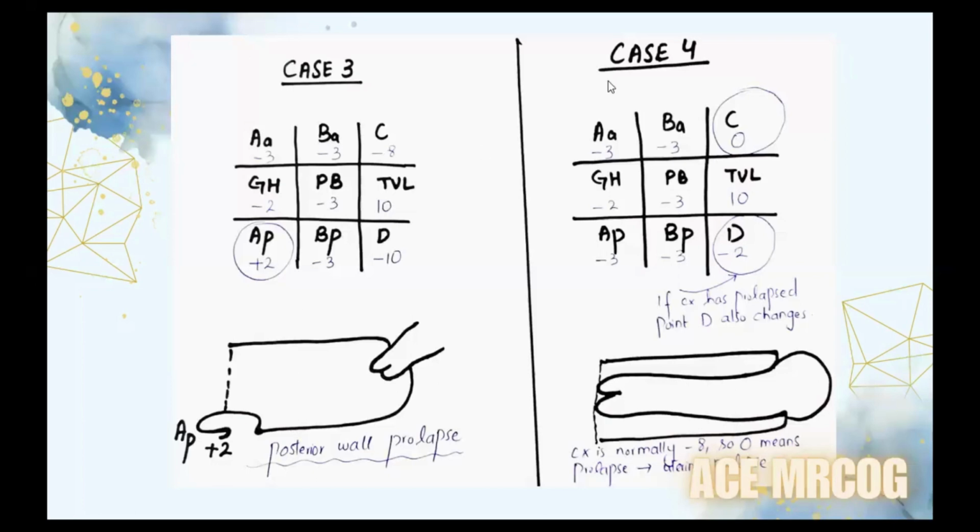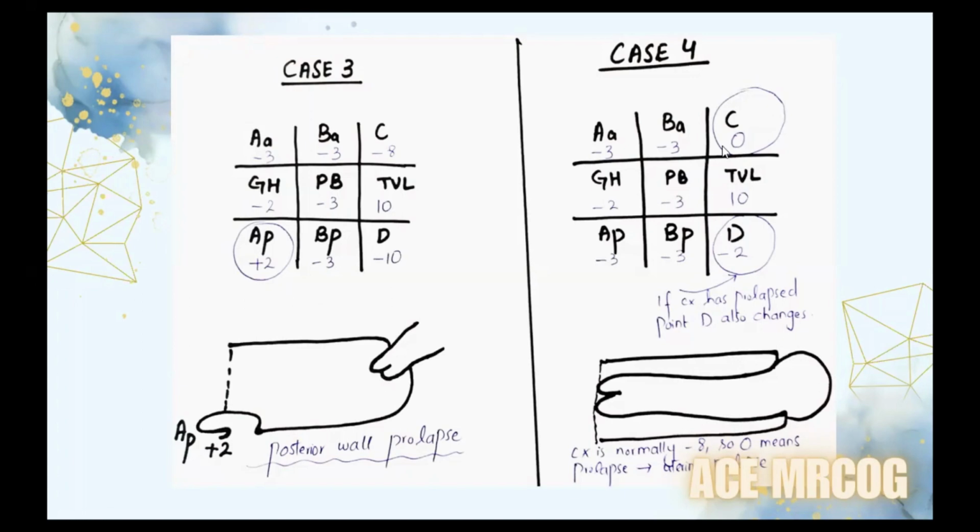Now I'm coming to the most favorite part of the exam, that is the cervix and the posterior fornix. Whenever there is a uterine prolapse, the posterior fornix or the D point is also changed, because the uterus is moving forward. We know that -8 is a normal value. So 0 means that it is itself a prolapse. It's not that only positive values are a prolapse, but any deviation from the normal is a prolapse itself. So here you can see cervix is 0, so it is also a prolapse.